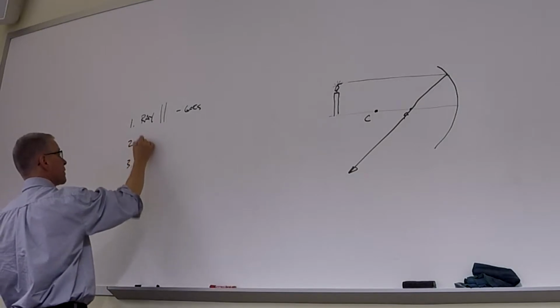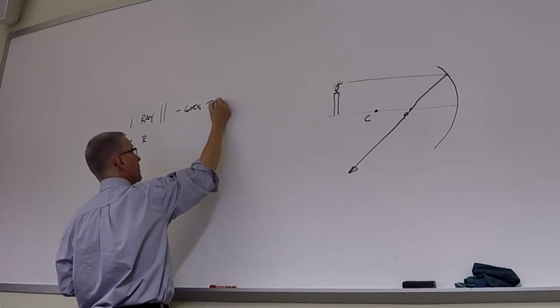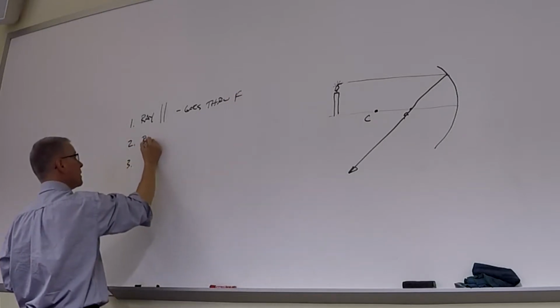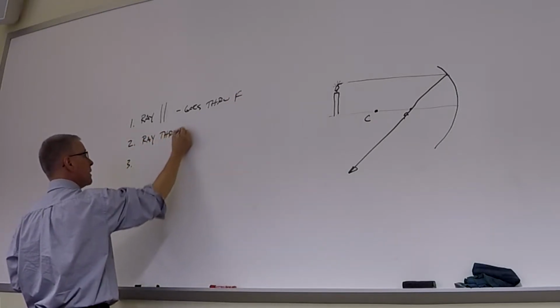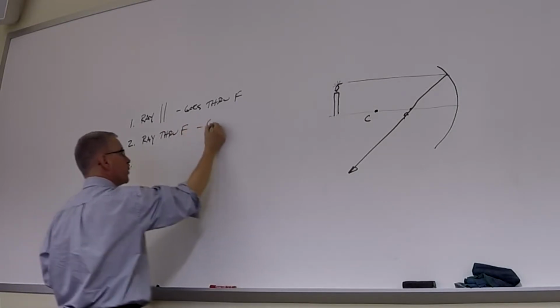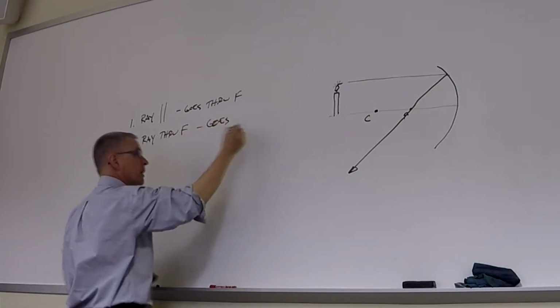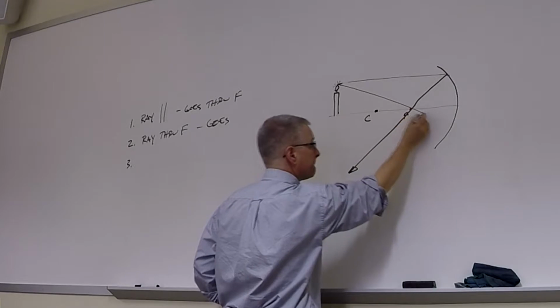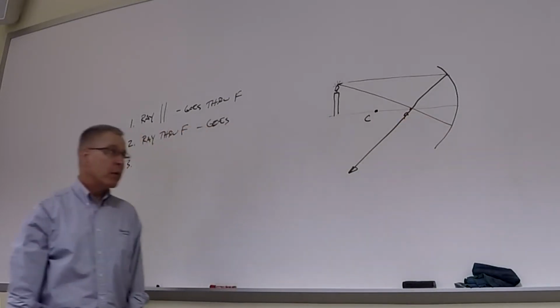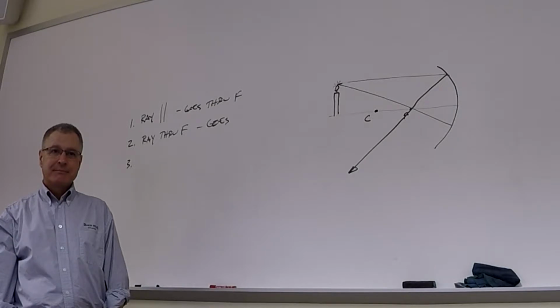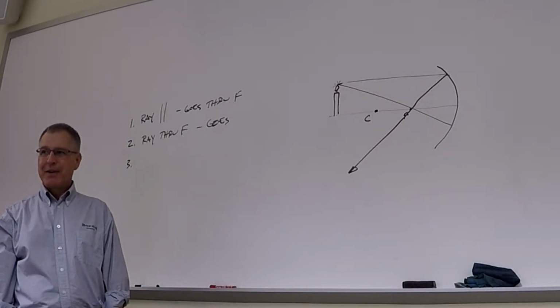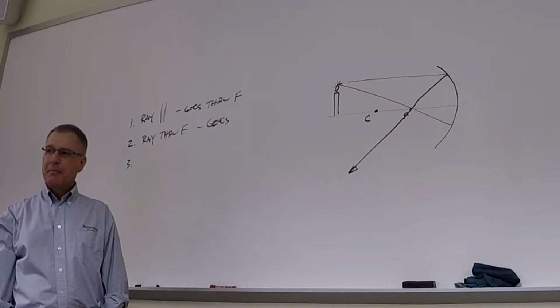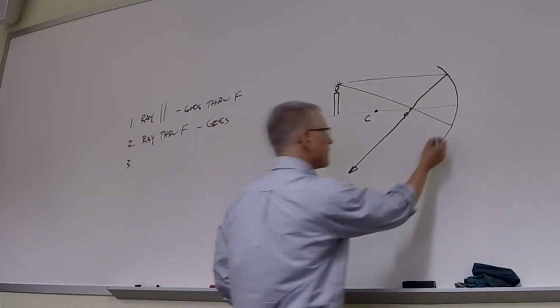Our second special one goes through the focal point. If I send a ray through the focal point, I'm going to come off the tip of this. Of all these I could possibly choose, I'm going to choose this one. Any idea where that one goes? If a ray parallel goes through the focal point, a ray through the focal point reflects parallel. So that'll go this way.